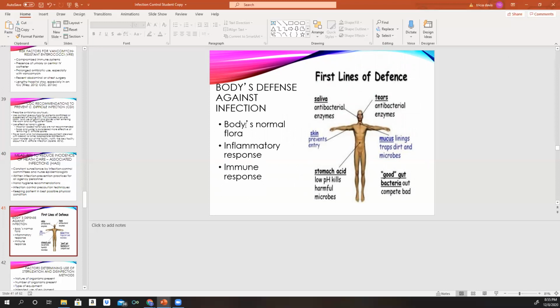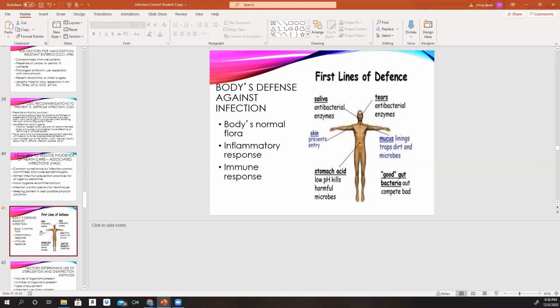The body has its own normal flora. You have your saliva, which has antibacterial enzymes that fight off infection. You have your tears, which also have antibacterial enzymes. You have your skin, and if it's intact, it prevents entry. You have your stomach acid, which has a low pH and kills harmful microbes. You have your mucus linings, which trap dirt and microbes from getting into your lungs. And then you have your good gut bacteria, to keep out the bad bacteria.